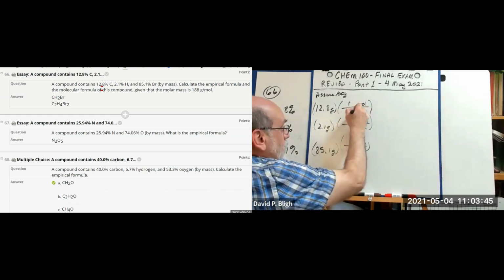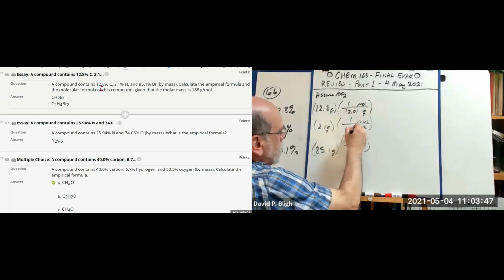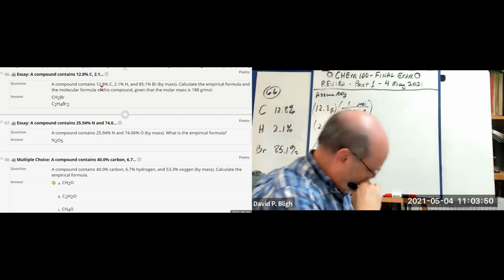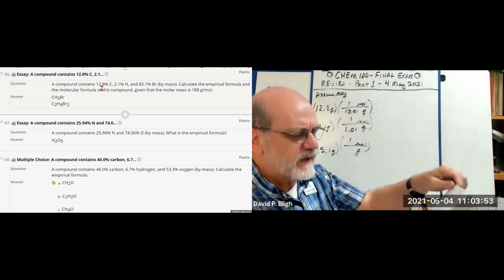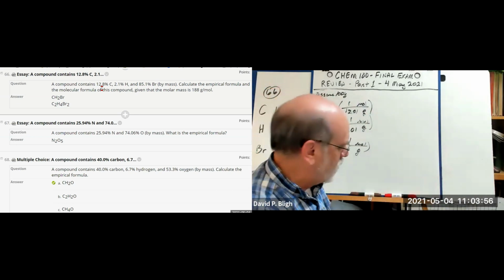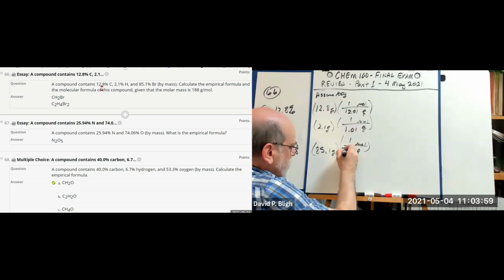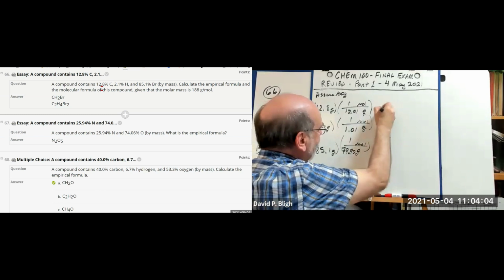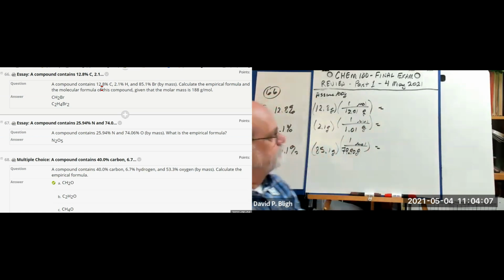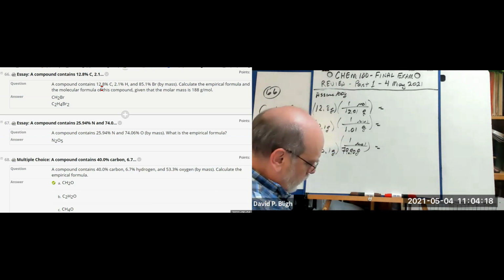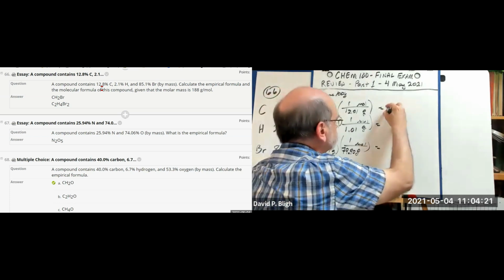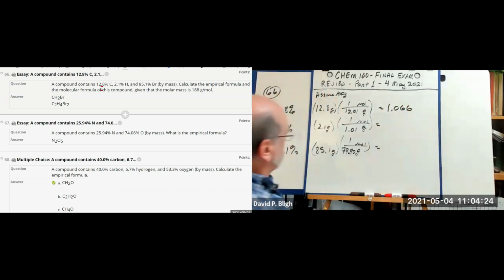Carbon is 12.01. Hydrogen is 1.01. Bromine, I have to look it up. I know what chlorine is, but I don't use bromine that often. 79.90. Okay. Now we'll do some calculating. Let's see, 12.8 divided by 12.01 is 1.07. Yeah, 1.066 moles.